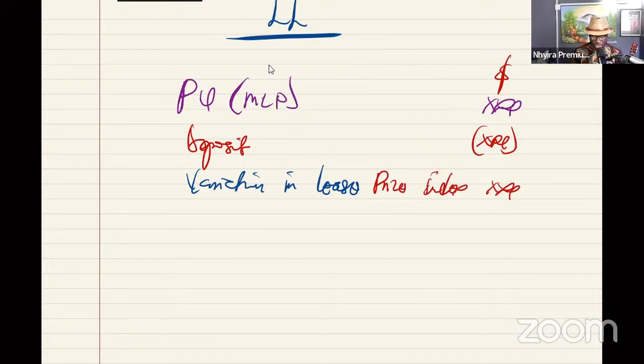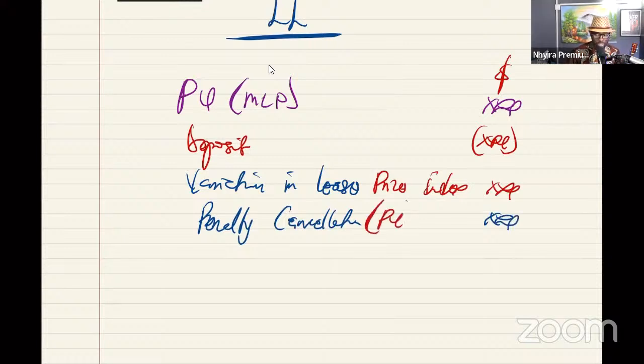Then if it happens that there is a penalty for cancellation and we think we may be canceling the contract, we may have to build it into the system. We calculate the present value of that and bring it into the system.